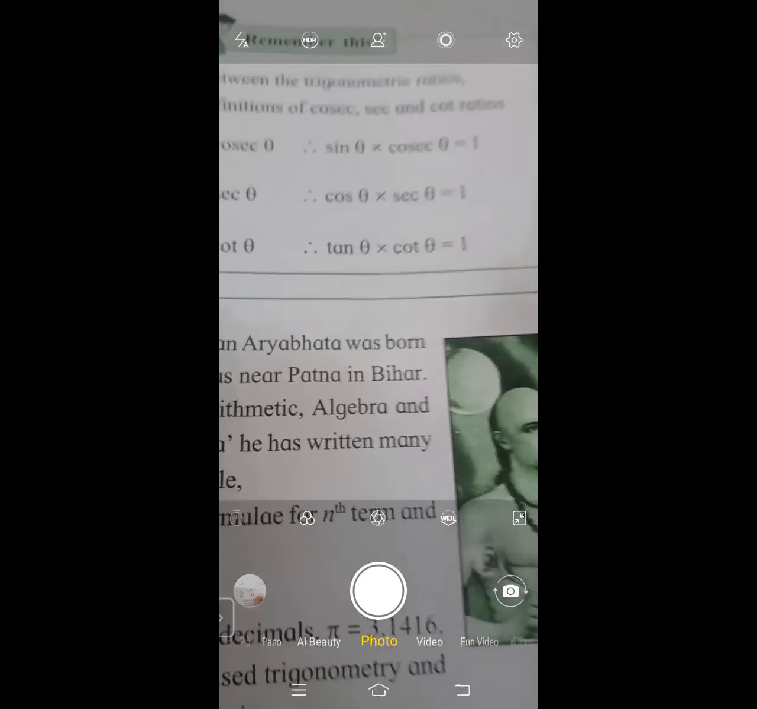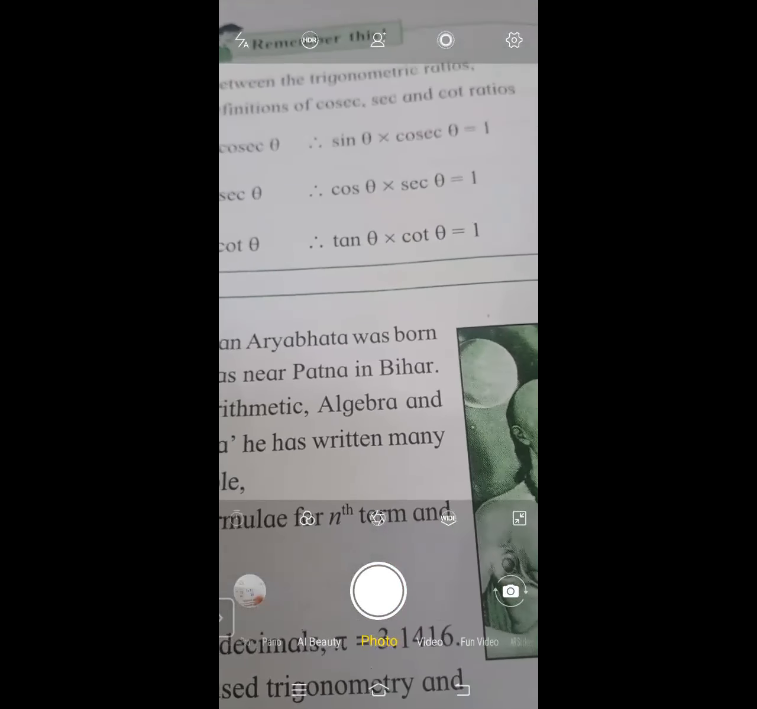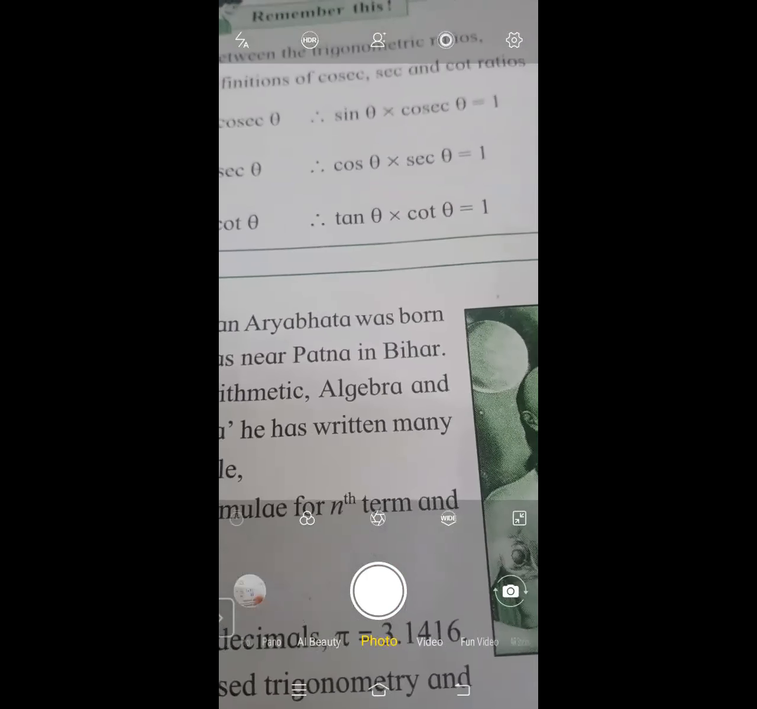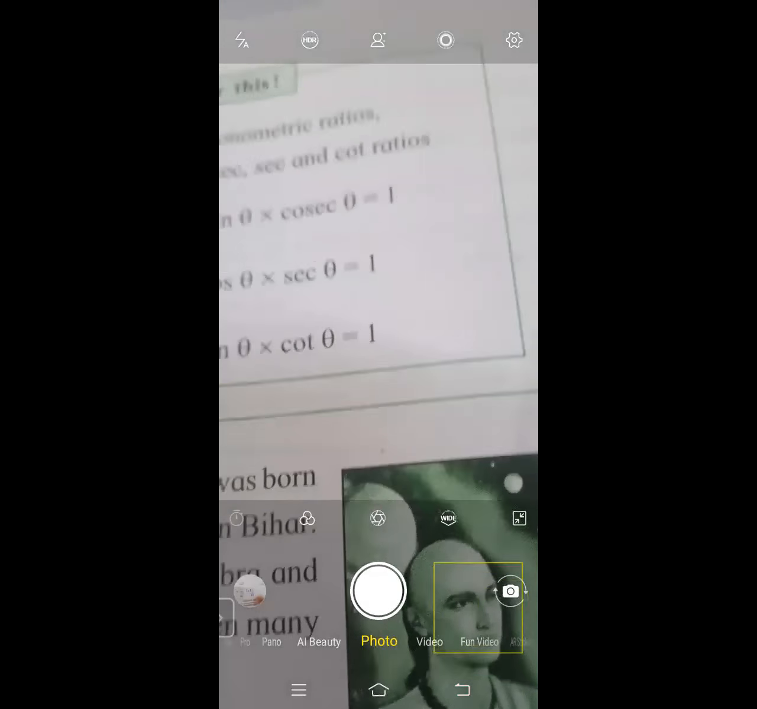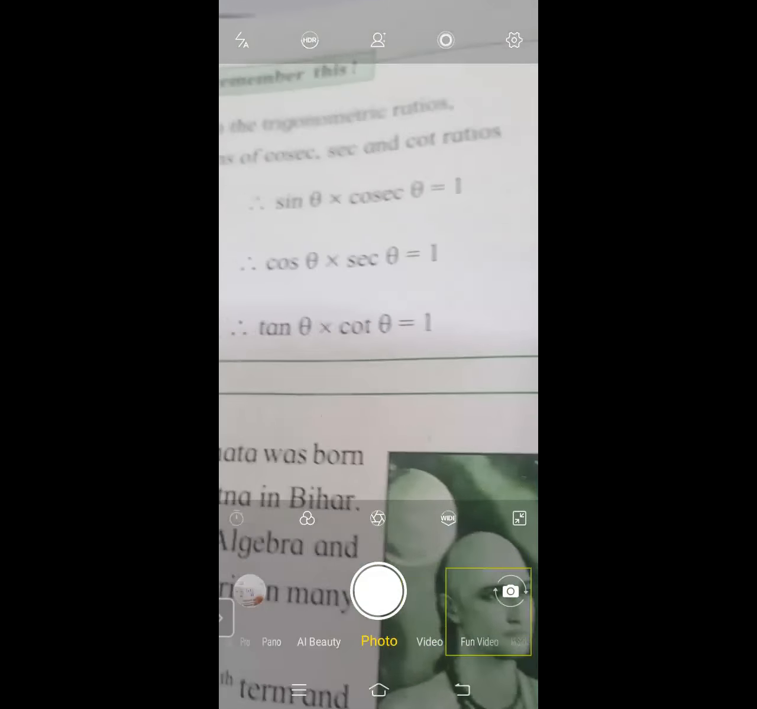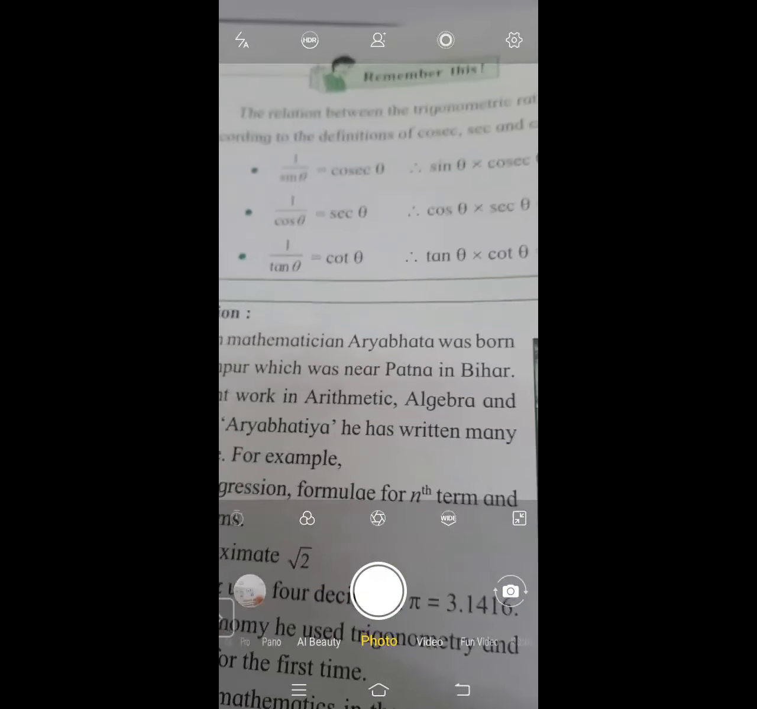Take sine 0 and cosec 0, just substitute the values and see whether the answer is 1 or not, whether the LHS is equal to the RHS, so that you will remember this.